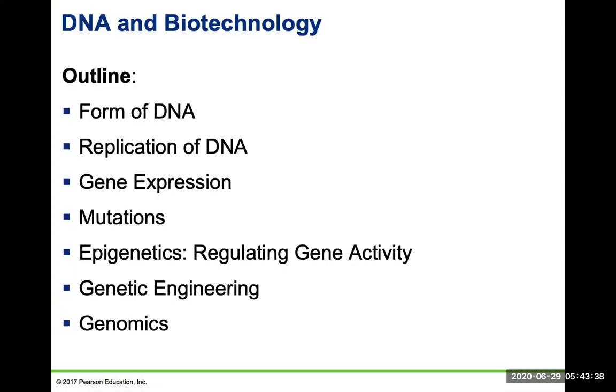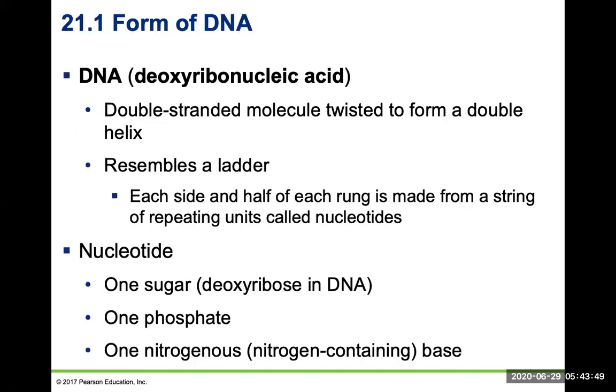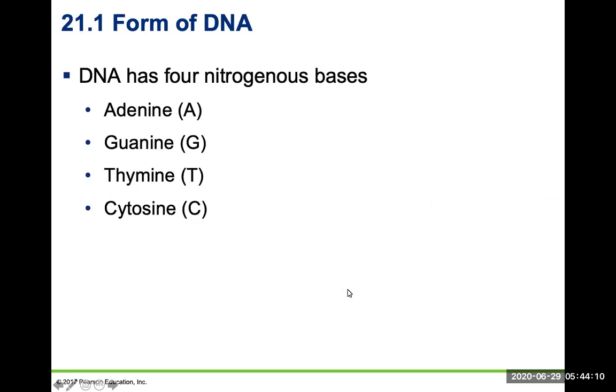We'll be looking a lot about DNA and how DNA is replicated, some mutations, epigenetics, which is really popular right now, regulating gene activity, and genetic engineering along with that. So DNA is deoxyribonucleic acid. It's double-stranded to form a double helix. It resembles a ladder. And it's made up of one sugar, which is deoxyribose in DNA. We'll talk about how it differs from RNA, a phosphate group, and a nitrogenous base.